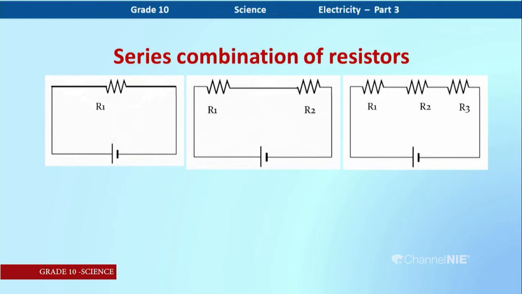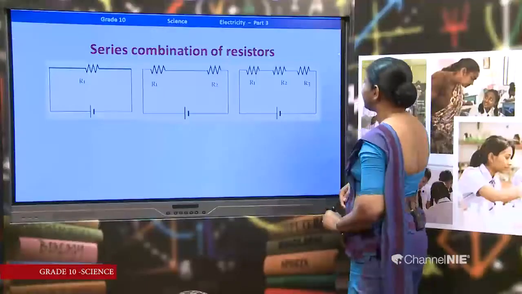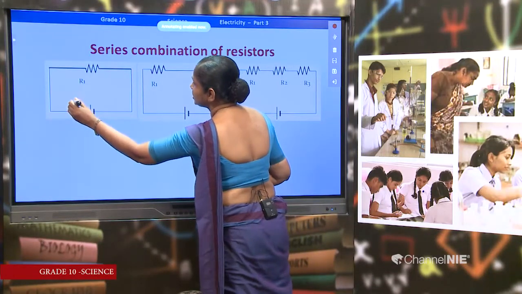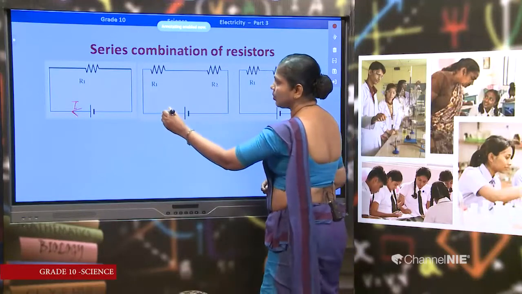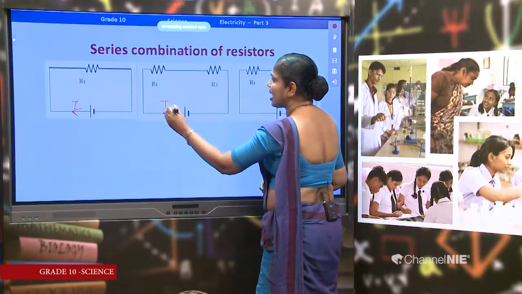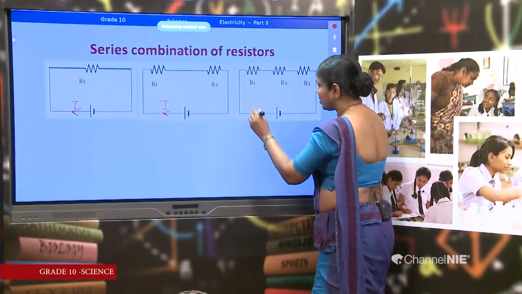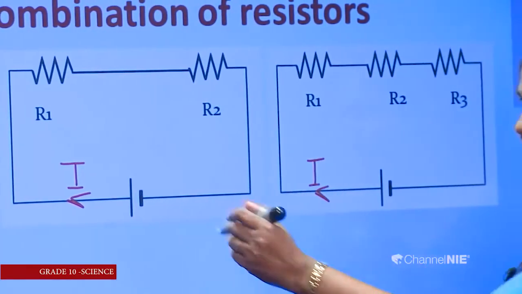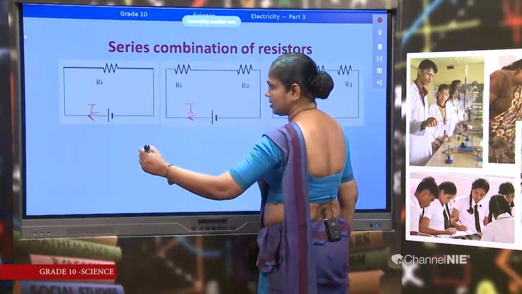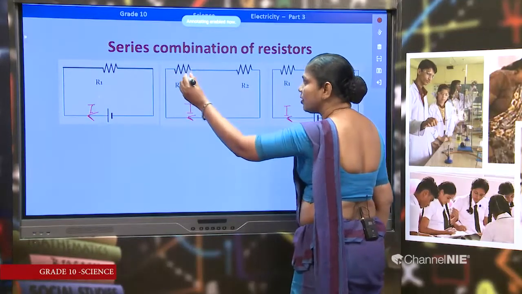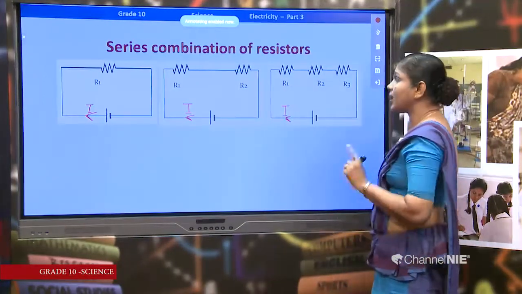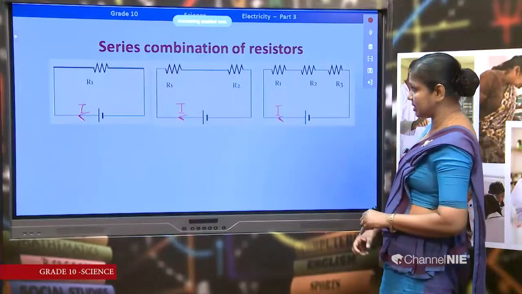When the current flows through this circuit, children, suppose the current flowing through the circuit is I. Here also the total current is I. The same current I flows through R1, and the same current I flows through both R1 and R2 resistors. The same current I flows through R1, R2 and R3 resistors.